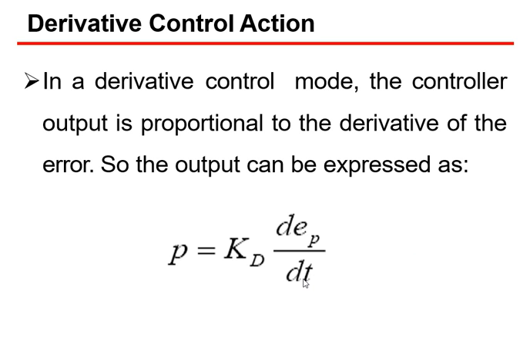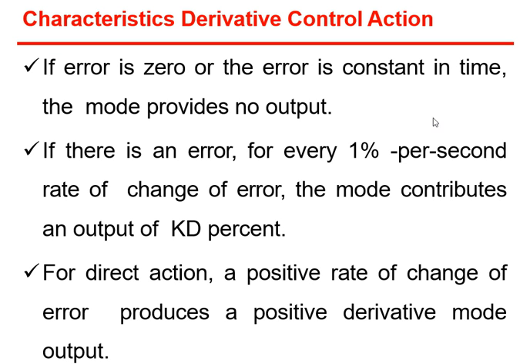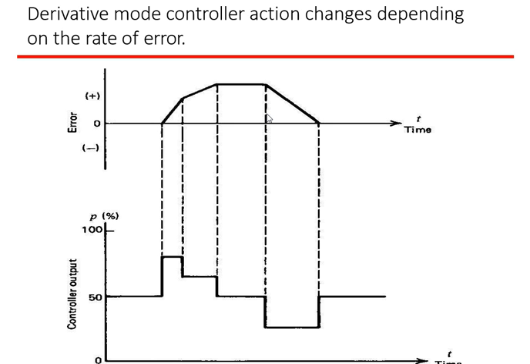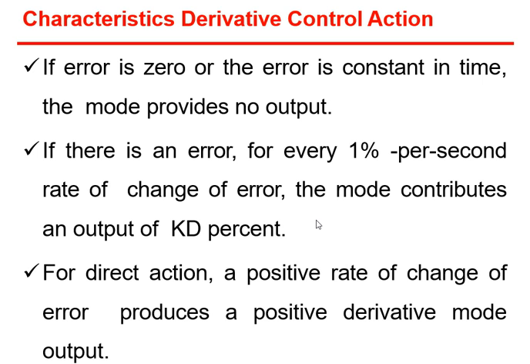Let us discuss the characteristics of derivative control action. If the error is 0 or the error is constant in time, the mode provides no output. This is very important. See here, the error is constant, so that's why you are getting a baseline, not increase, not decrease. That is discussed over here.